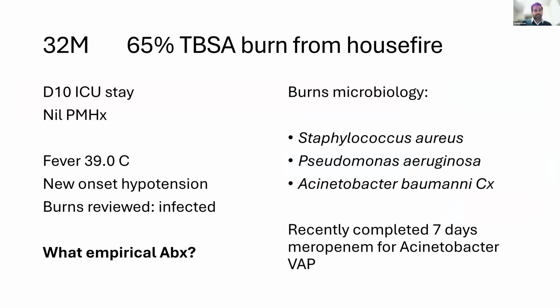I want to frame this by talking through a case that we had the other month, which I think is quite illustrative of a number of points. One of the ICUs I work with is a large adult burns ICU. This was a 32-year-old male who had a large total body surface area burn, up to 65% of his body, from a house fire. He was admitted straight to ICU, and we saw him on day 10 of ICU for new onset hypertension and fever, so sepsis in a prolonged ICU patient.